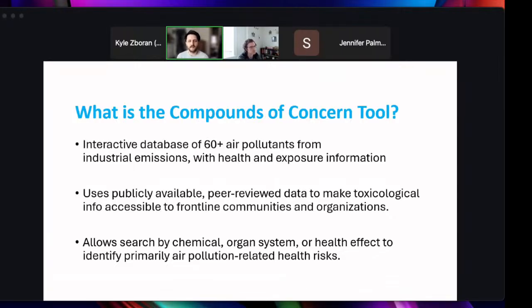So we set out to take compounds and their health and exposure information from many disparate databases and sources and compile them into one tool instead of you having to look in various places. So this uses publicly available peer-reviewed data to make all that toxicological information accessible in one streamlined format. Then it also allows you to search by a specific chemical or an organ system or an endpoint health effect, and identify a lot of those health risks.